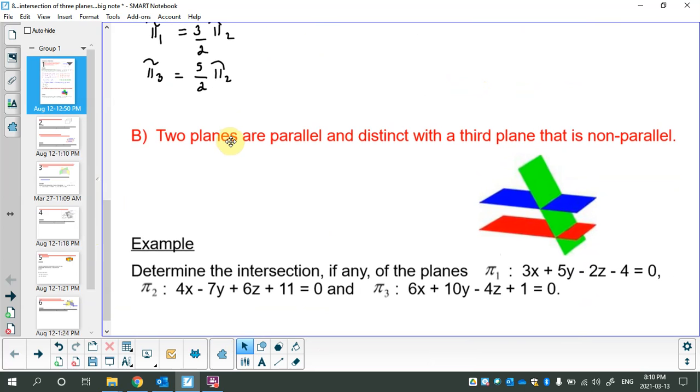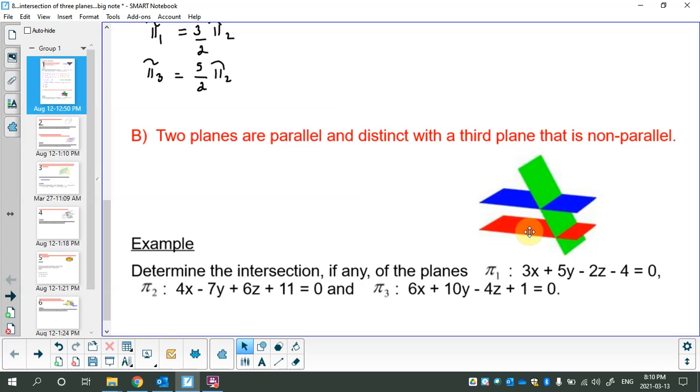Okay, so moving on. Finally, part B. 2 planes are parallel and distinct with a third plane that is non-parallel. So that means this plane here, one of the 3, and this plane here, a second of the 3, would be parallel and distinct. So think about what that means when we went with 2 planes in the last lesson. And then a third one that has nothing to do with anything.